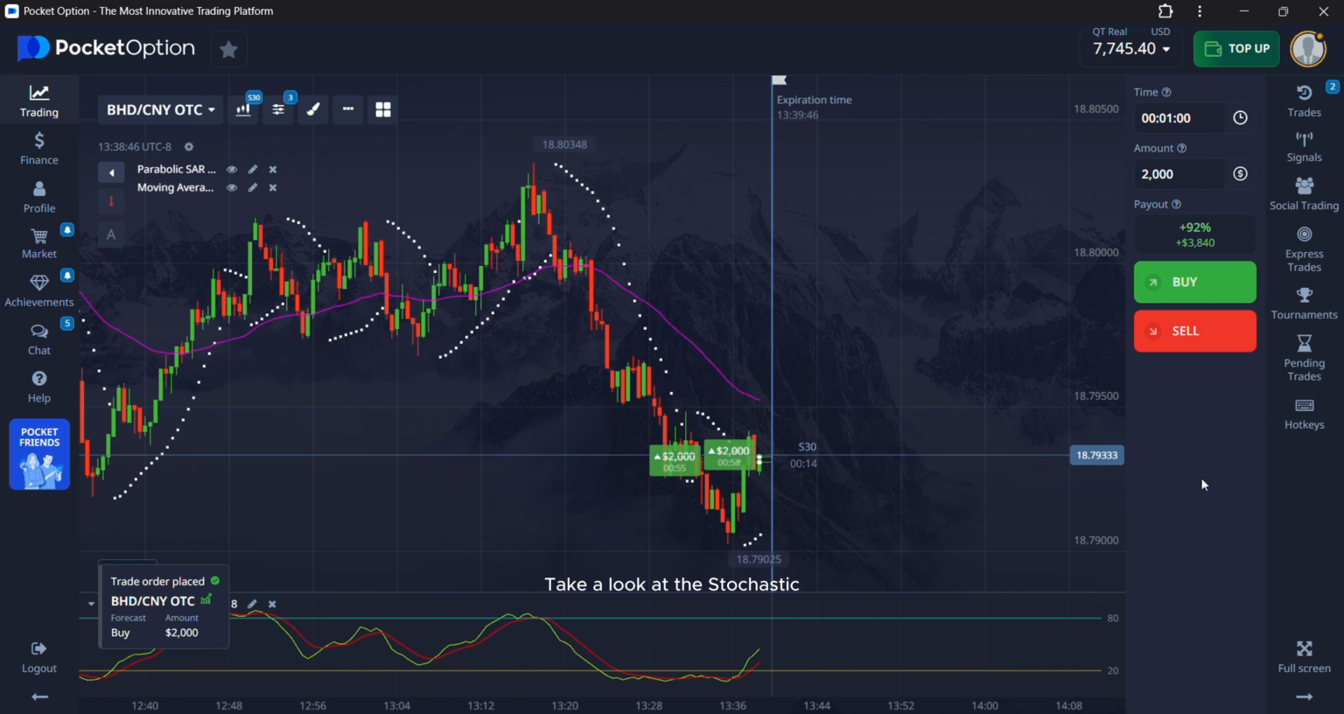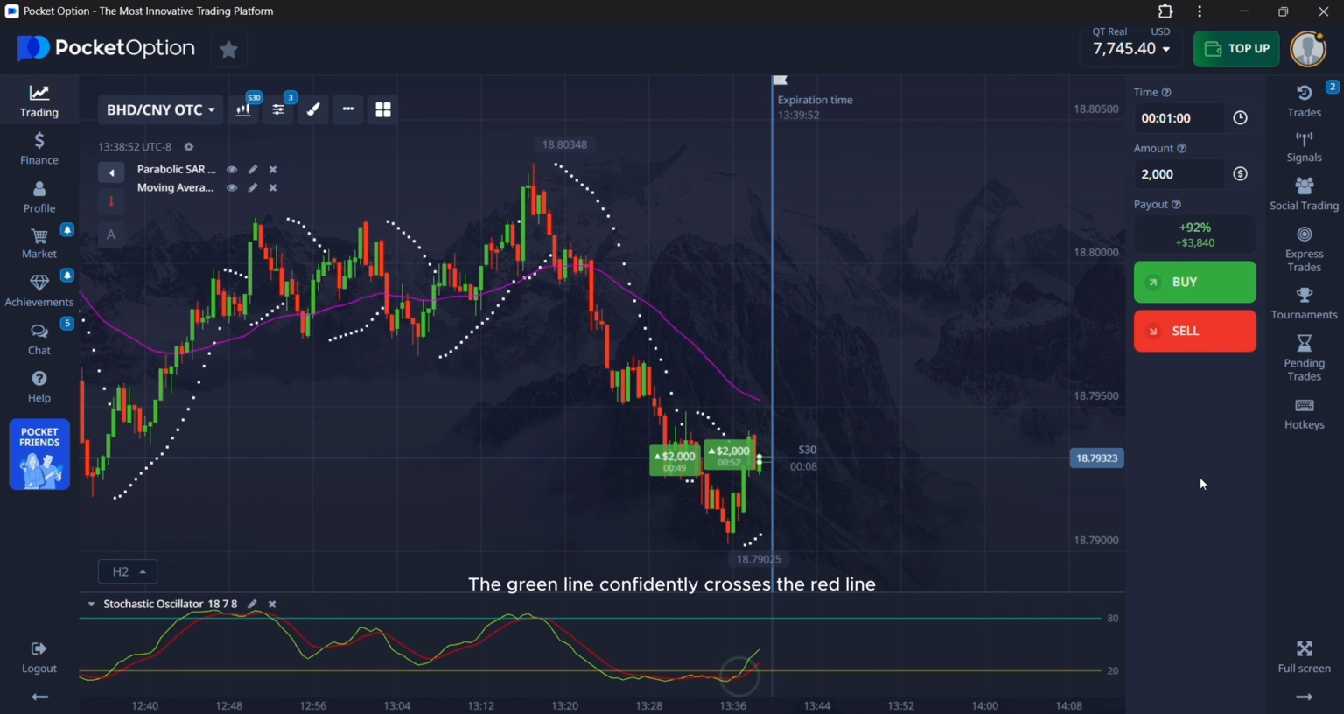Take a look at the Stochastic. It stayed in the oversold zone for a long time, and then reversed upwards. The green line confidently crosses the red line from below, a classic buy signal.